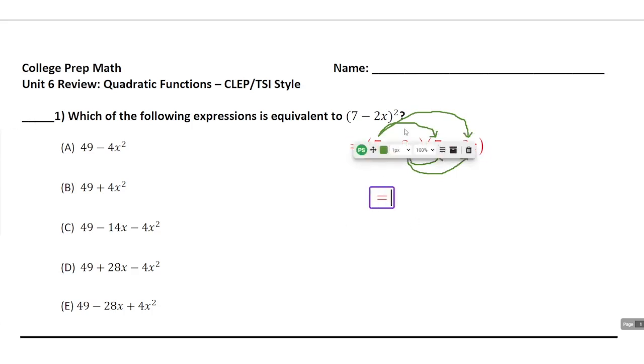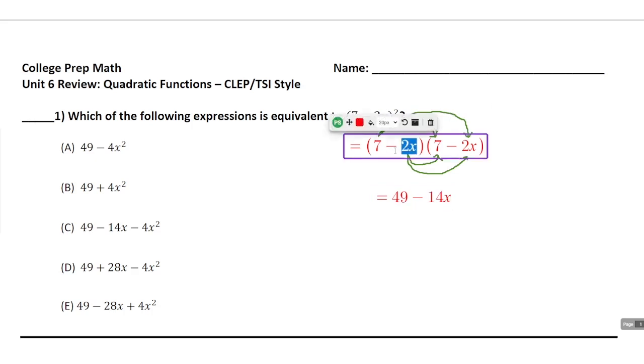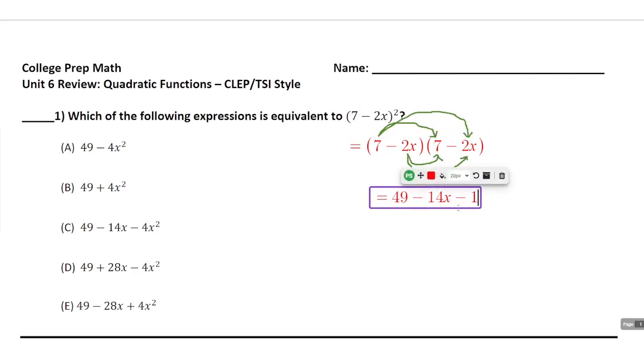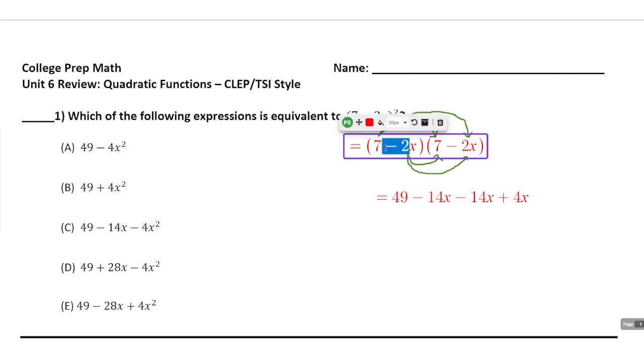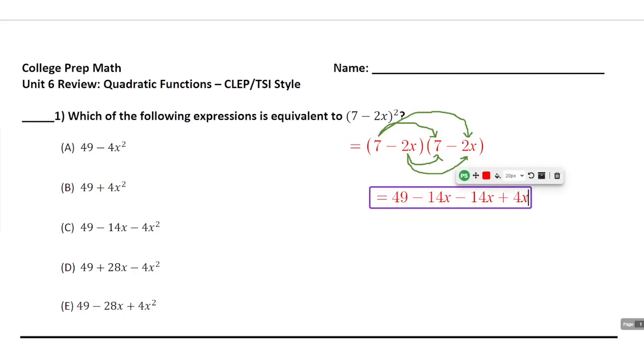So here 7 times 7 is 49. 2x times 7 is going to be 14x, and since that 2x is negative, it'll be minus 14x. Distributing the negative 2x, we have negative 2x times 7, which is going to give us another negative 14x. And then finally, negative 2x times negative 2x. Both of these terms are negative, which is why when we multiply them, we get a positive 4x squared, sorry about that.